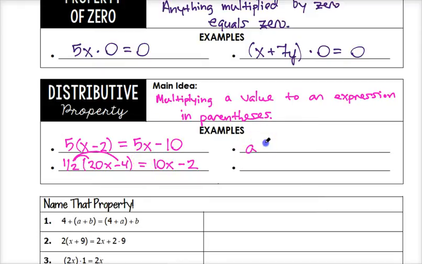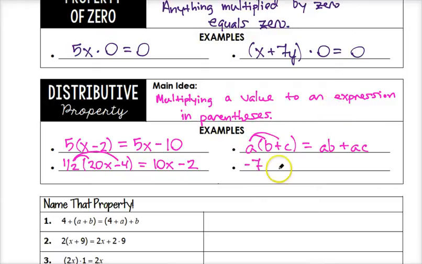I can do that with all variables. I can take a times the quantity b plus c. And the distributive property says that this is equivalent to the product of a and b, or ab, plus the product of a and c, or ac.